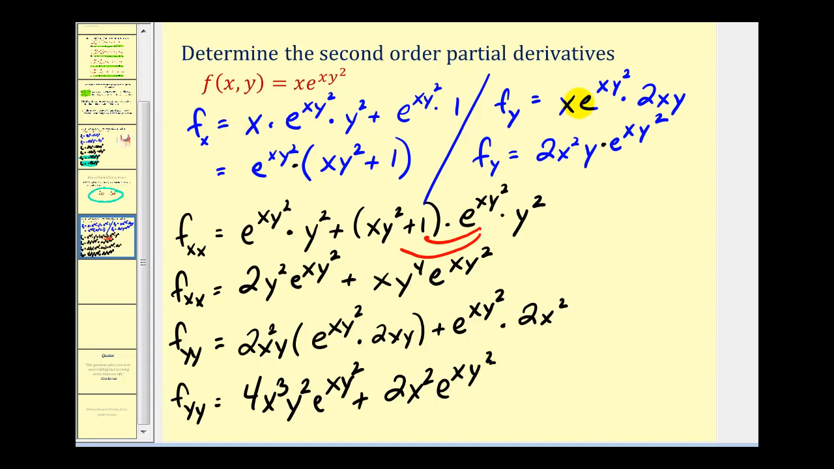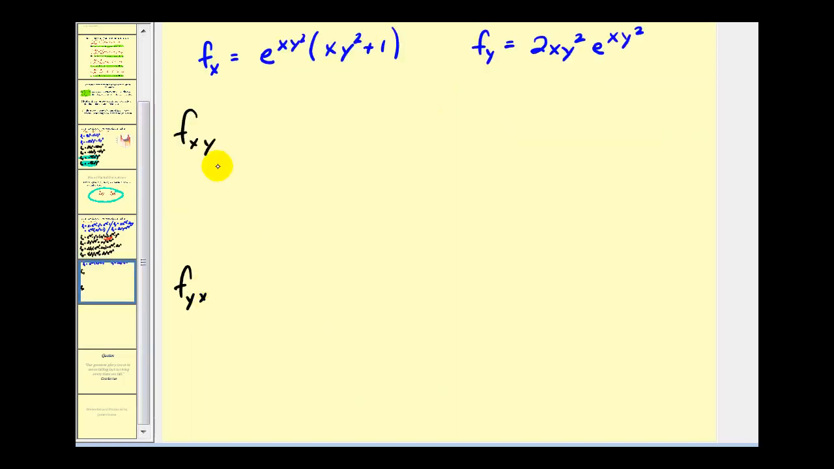Let's go ahead and copy these first order partials on the next slide, and then we'll find the second order mixed partials. Remember, we discovered earlier that these are going to be equal to each other, so we can really just find one of them. Let's go ahead and find this mixed partial, and then we'll also know the other one. So we're going to go ahead and take this first partial with respect to x, and then differentiate it again with respect to y, treating x as a constant.